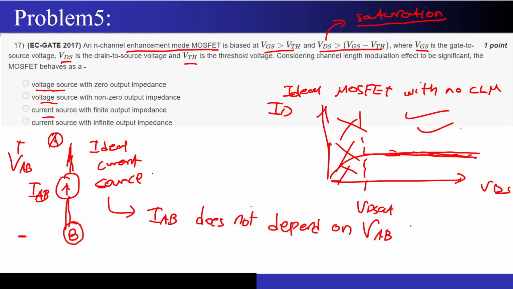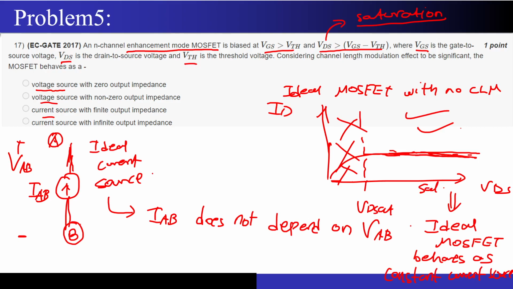So this proves to you that the ideal MOSFET behaves as a constant current source, right? And only in the saturation region, not in the linear region, only in the saturation region the ideal MOSFET behaves as a constant current source, right?